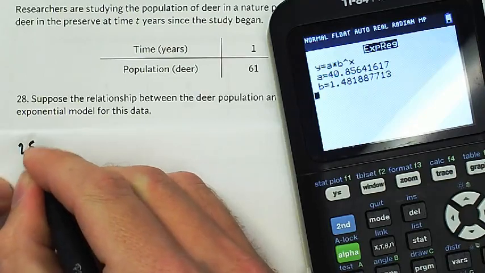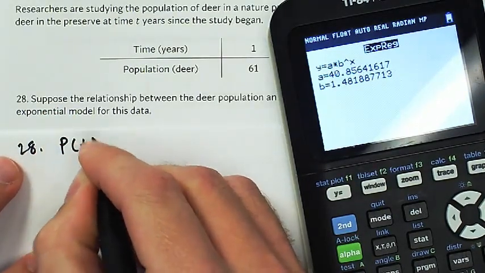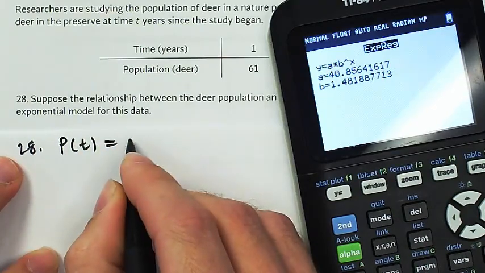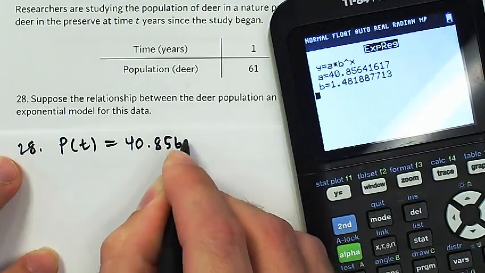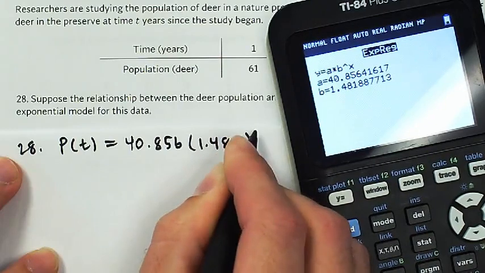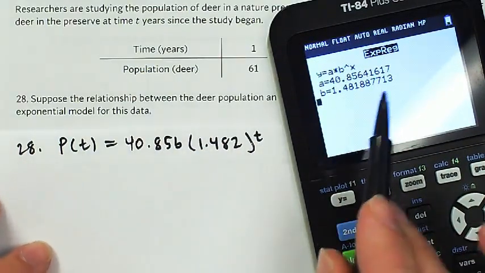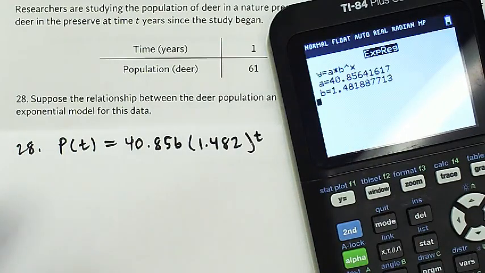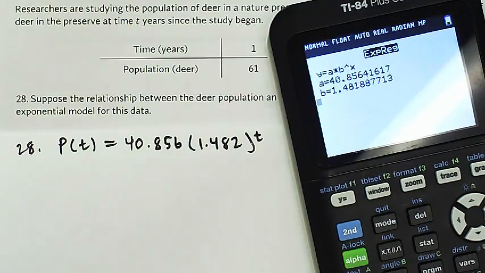For 28, I'm going to have population P of t equals 40.856 times 1.482 to the t. And in my class, you're welcome to just cut off at 3 decimals or carry all of them. I really don't care. We're only checking to see if you're accurate up to the first 3 decimal places.